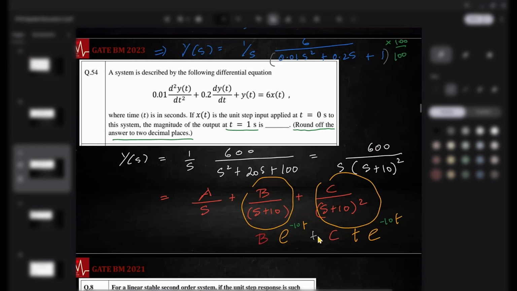This is a very, very fast decay. E power minus 10t. It's as fast as it could get. 1 second is the normal. E power minus t normally happens. You get some value. For minus 10t in 1 second, now nothing is there.